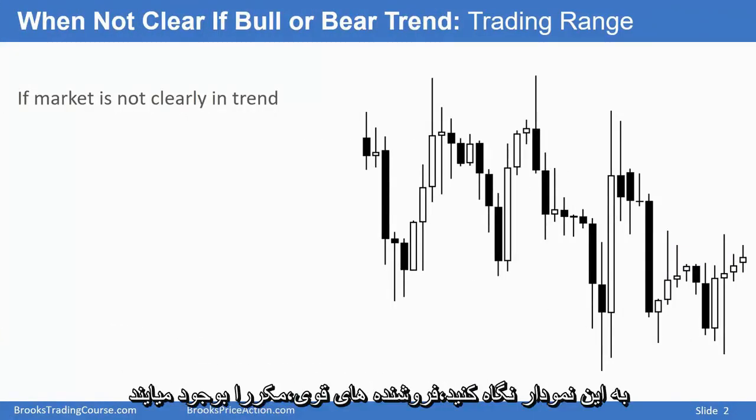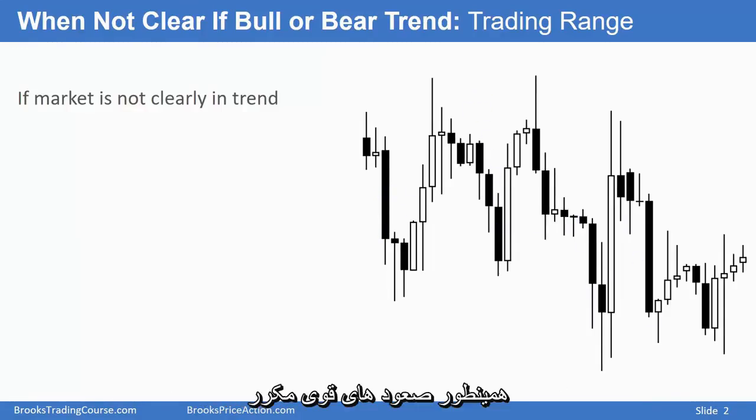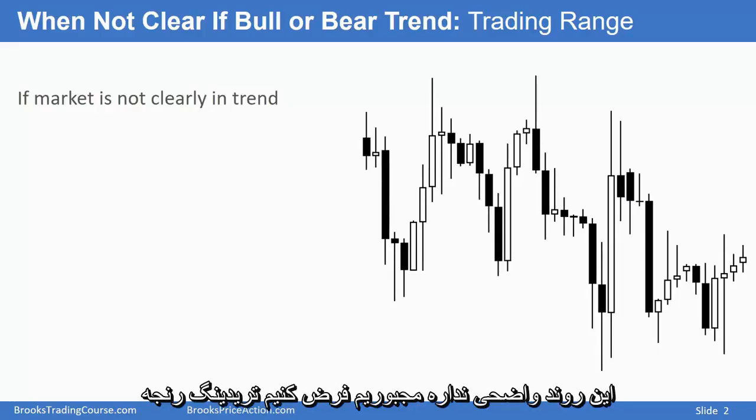Look at this chart. We're strongly bearish, strongly bearish again and again and again. And then we're strongly bullish, and again and again. So is the market in a trend? Well, if it's not clearly in a trend, you have to assume it's in a trading range.